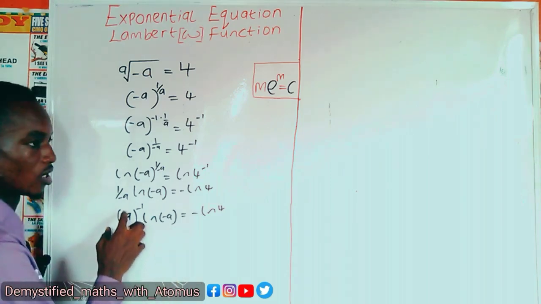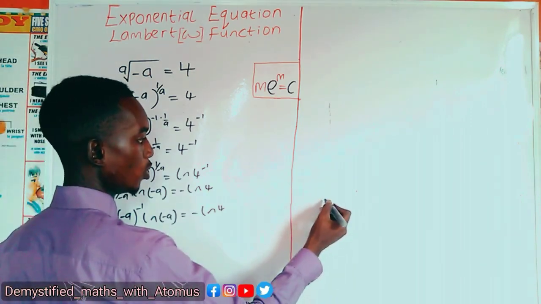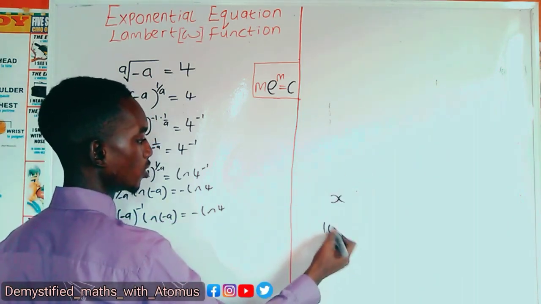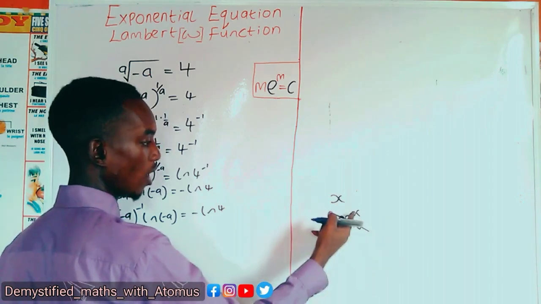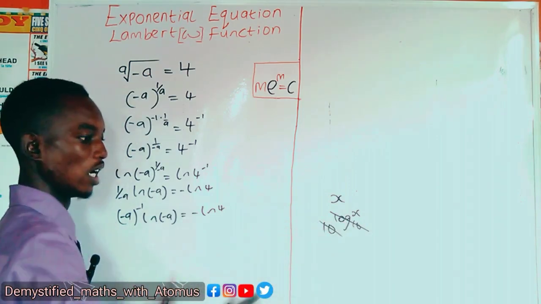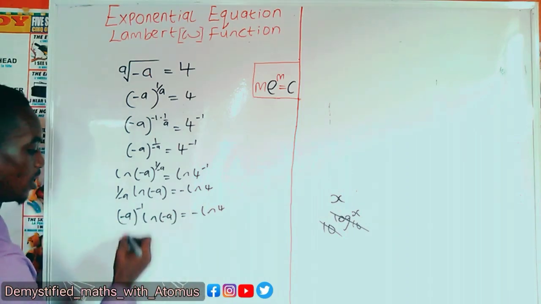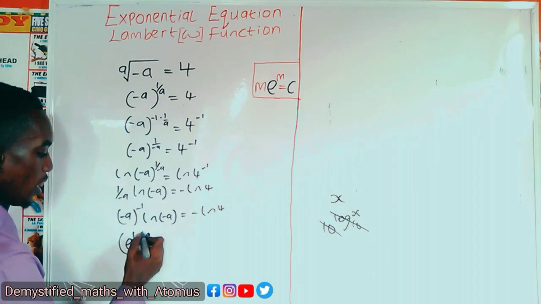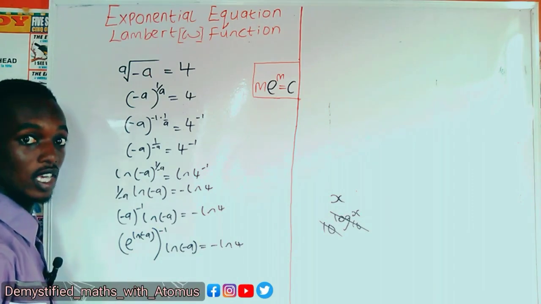Then we can express this as a power of e using the law of logarithm, which says that when you have x, for example, you can express it as a power in the form of 10 raised to power log x base 10. So this log base 10 cancels this, and you have x. I've explained that in the previous video. So instead of using log, we're going to use ln, because we have ln here. We can write this as e raised to power ln negative a, into bracket negative 1 ln 4. But I haven't done anything scary, okay?